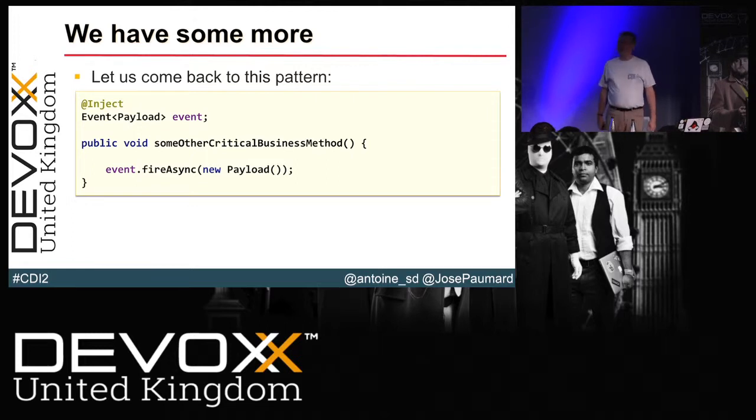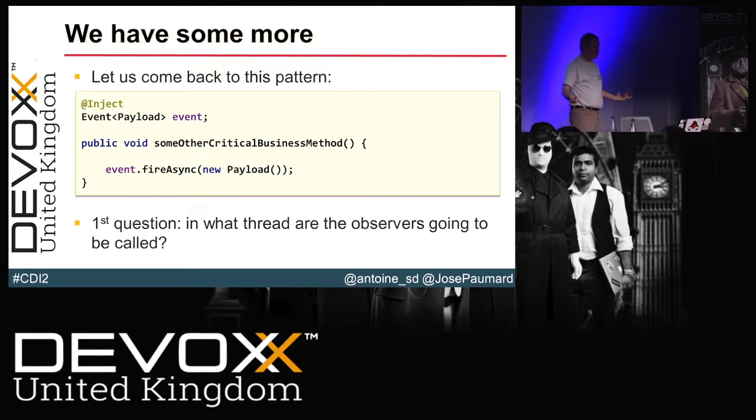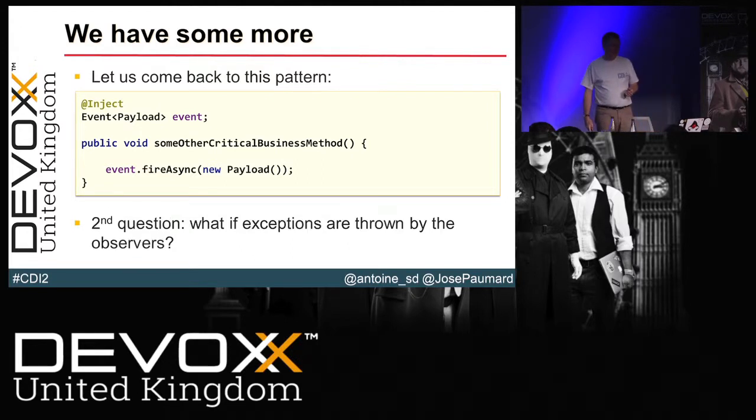Okay, let us go back to this pattern. I am currently firing a payload. What about, two questions, what about if I want this observer to be called in a special thread? And there are use cases for that. And second question, what if exceptions are thrown by the observers? What should I do with this exception?